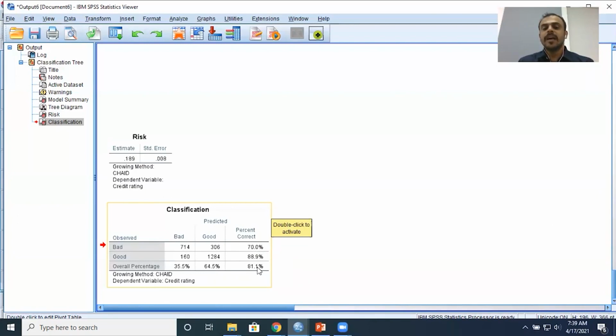And if you look at the overall average, 81.1, if you round it off, roughly around 82% is the overall percentage of accuracy. So we have built a decision tree model. 82% is the overall percentage of accuracy, 70% is the accuracy in identifying bad credit risk, and 89% is the accuracy in identifying good credit risk.